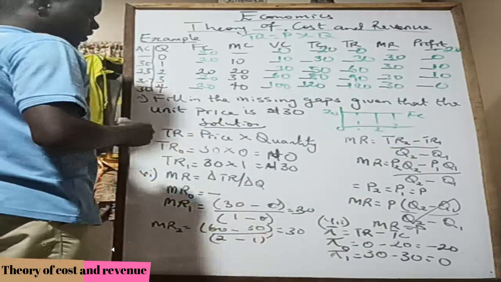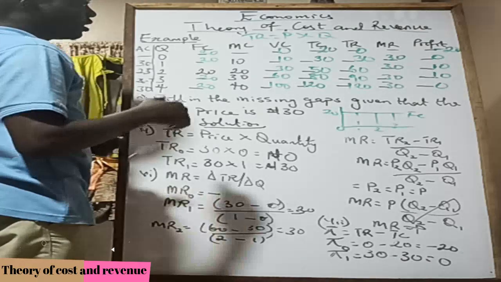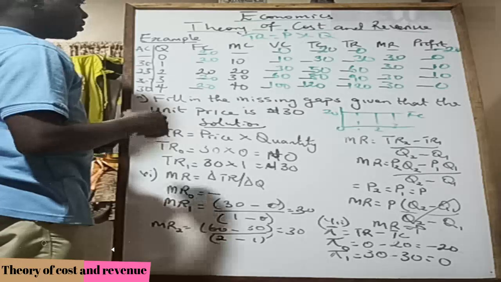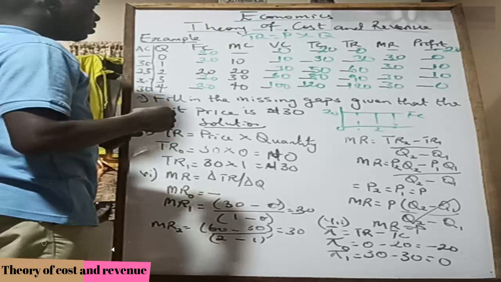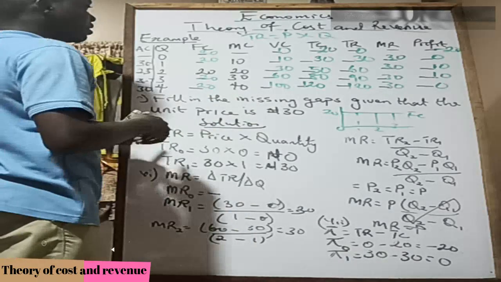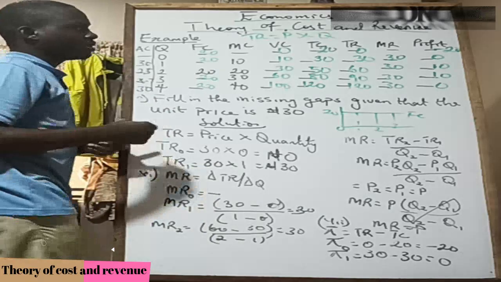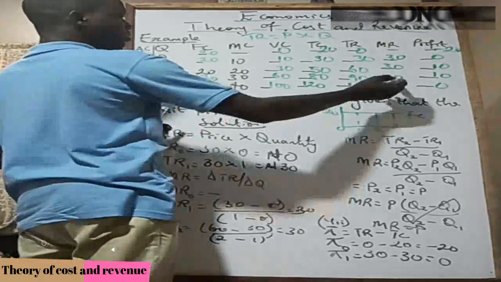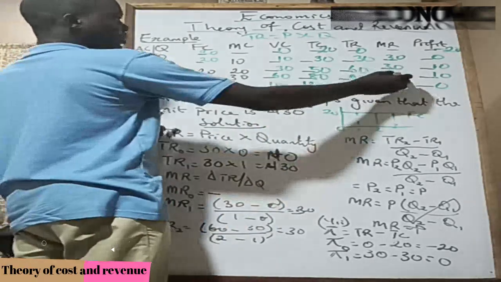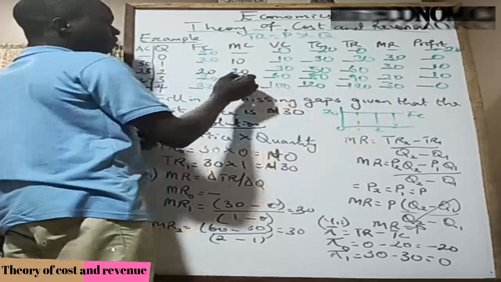So that's it. In case you're asked where this business is maximizing profit, a business maximizes profit where marginal revenue is equal to marginal cost. So this is where MR is equal to MC. At this point, MR is still greater than MC. MR is equal to MC here.